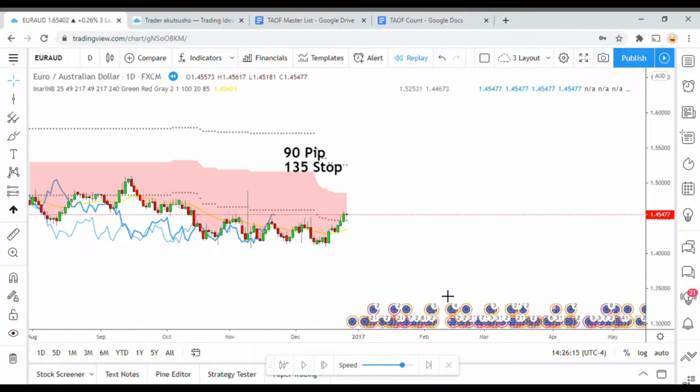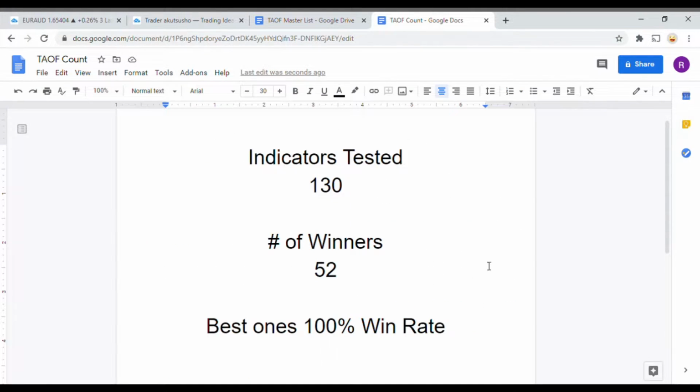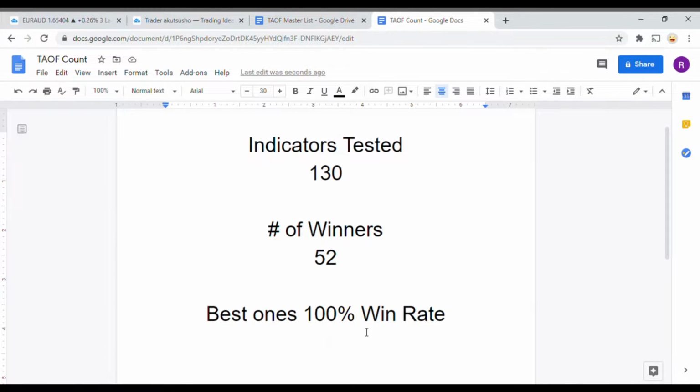Alright, as I said, today we will be testing the InariNB basic indicator. But before we do, I wanted to put the indicator scoreboard up for everyone to see. So to date, we have tested 130 indicators, and out of those 130 indicators, 52 of them have been winners, which means that they have met or exceeded the 60% win-loss ratio threshold that we have set for them. The best ones so far were able to achieve a 100% win rate.